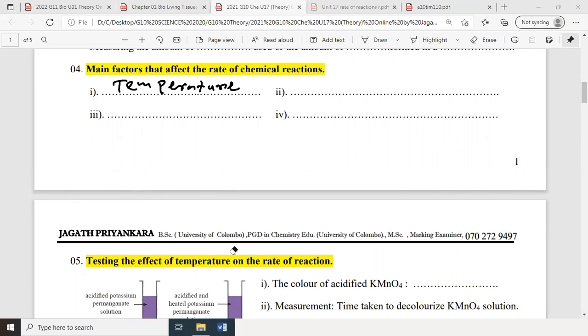Next one, surface area of reactant. What is the meaning of surface area? Don't worry, we are going to discuss one by one in detail. Surface area, sometimes we call it the physical nature of reactants.